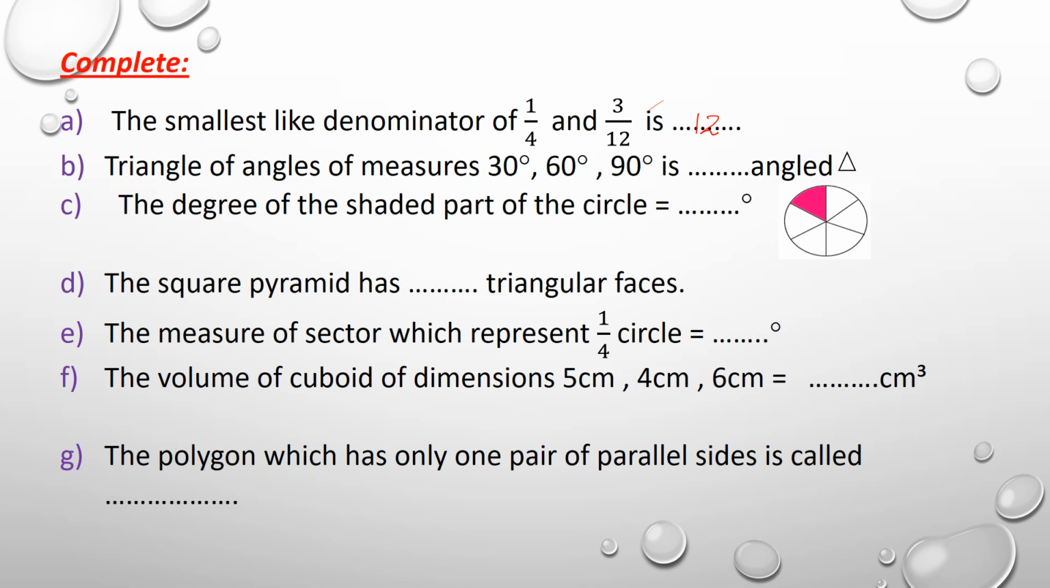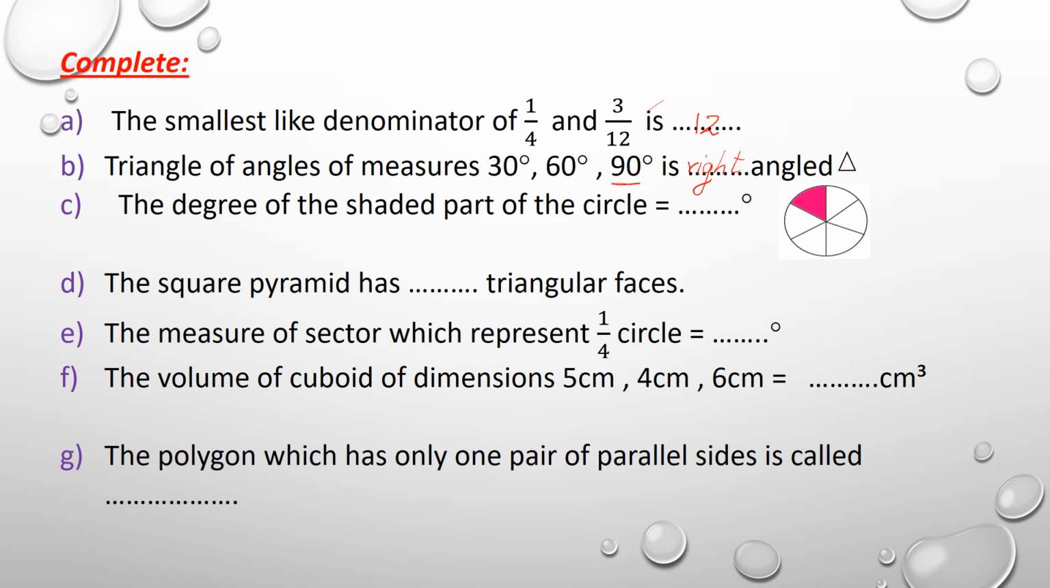Number B. Triangle of angles of measures 30, 60, and 90 is dots angle triangle. It has 90 degree, so the triangle is right angle triangle.